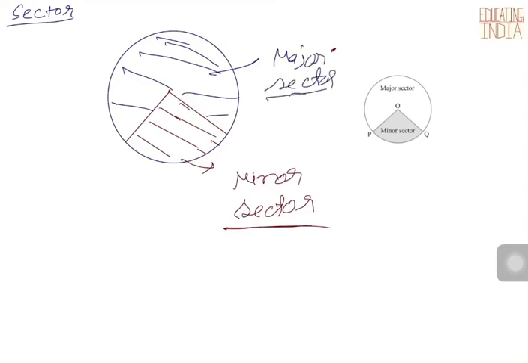Okay, this is the minor sector and this part is the major sector. Okay, this is the center O. So these are the basic definitions to start the chapter on circles. Now we will go to the theorems related to the circle in the next video.